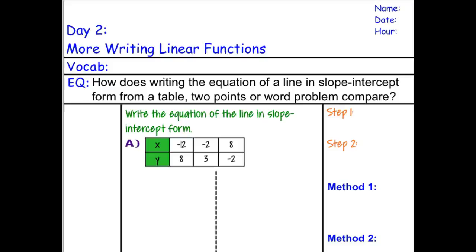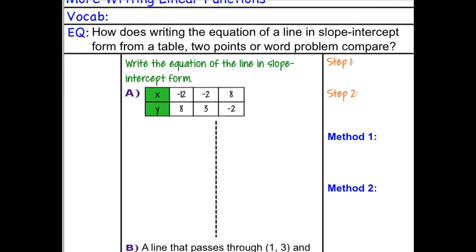Now that we've had the opportunity to write the linear functions for the easy stuff, now we're going to get into stuff that's a little bit more involved. We are going to start here with, let us find the equation in slope-intercept form when we're given a table. When we do this, the first thing we're going to have to do is find the slope.